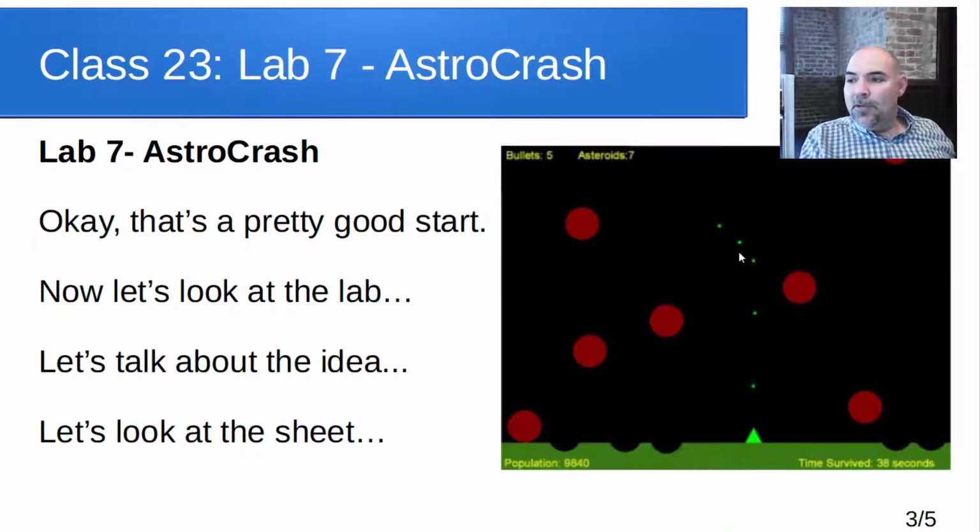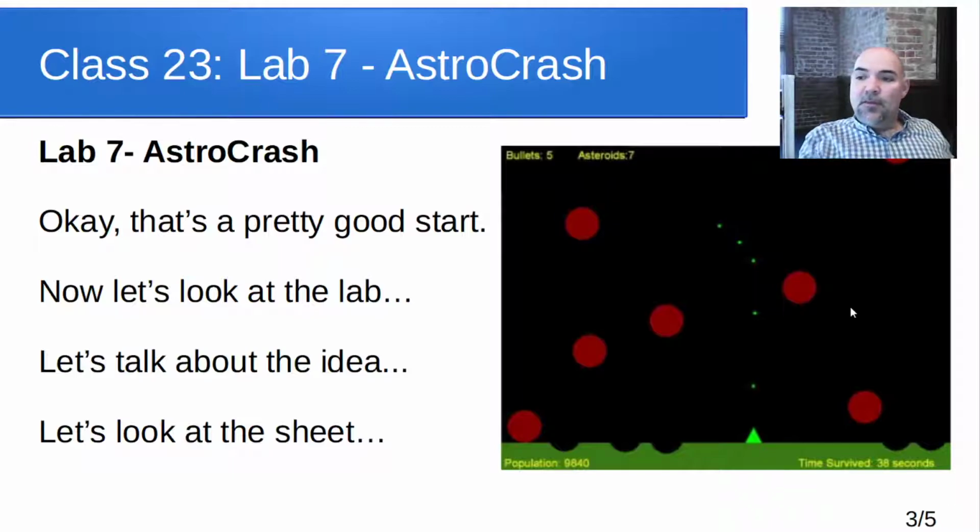And here are the bullets going up, just like we had them going to the side. So in other words, these would be the Y changing, getting less each time, rather than the X getting bigger each time. But the code that we just looked at is going to be very similar to what you're going to need to do for this asteroids game that we have here.